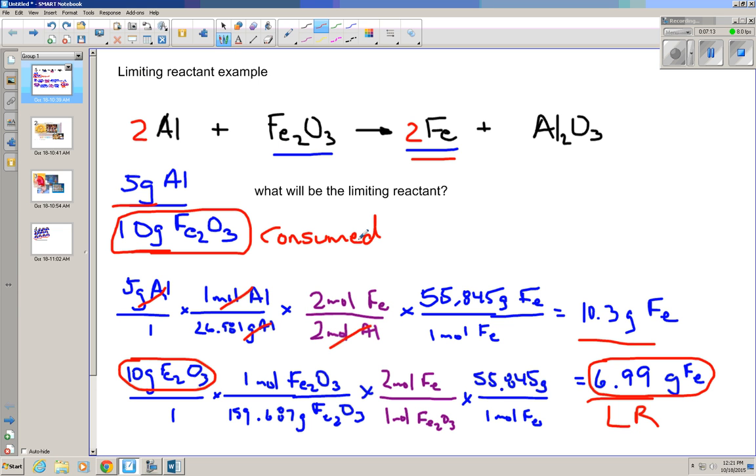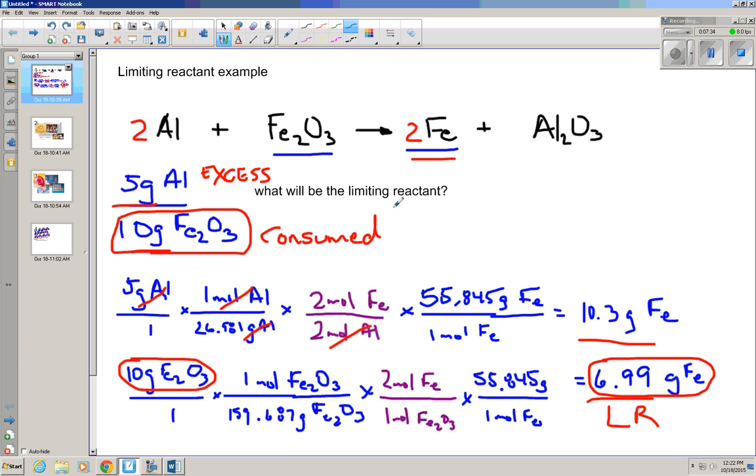Every bit of iron oxide that I start with, all of this 10 grams of iron oxide, is going to be completely consumed in the course of this chemical reaction. And what that means is I'm going to have excess aluminum. Okay? So those are two good things to know. The limiting reactant is always consumed.